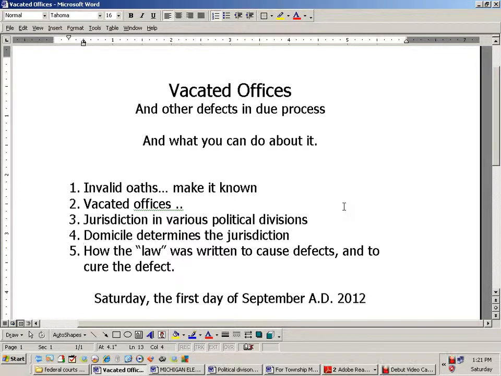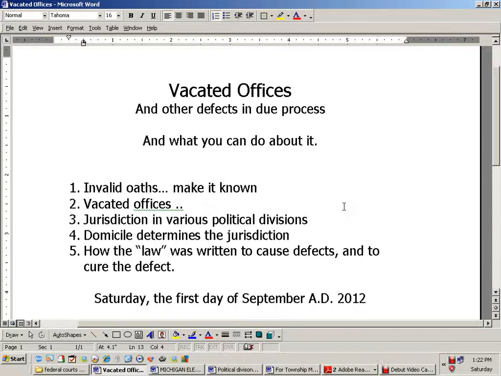And in here, we're going to talk about things about invalid oaths, right? And how that we should be making it known. How we might do that. How you might do it in court. Vacated offices. For various reasons, one being because they've taken an invalid oath. They haven't taken the correct oath and refused to take the correct oath, and they've vacated the office. That could be a judge, treasurer, county clerk, whomever.